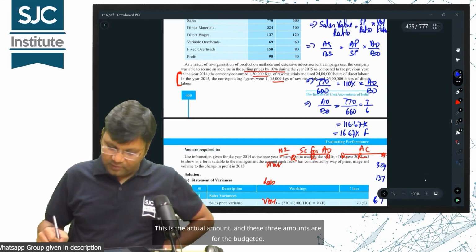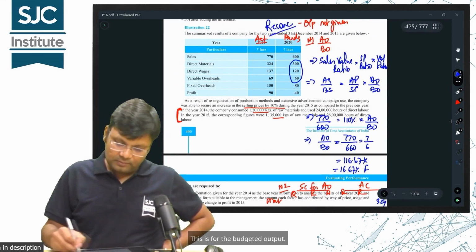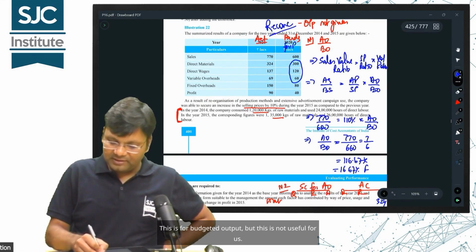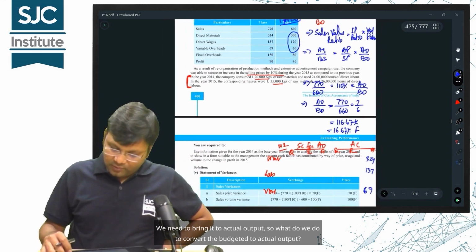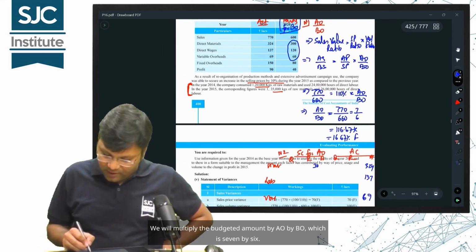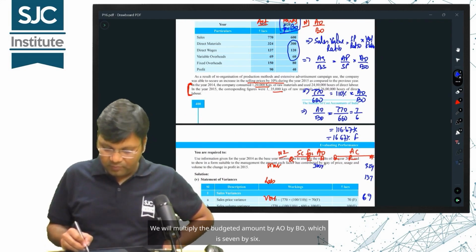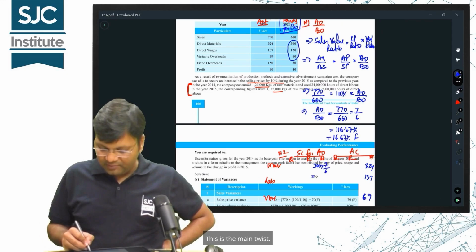This is the actual amount, and these three amounts are for the budgeted output. But this is not useful for us. We need to bring it to actual output. So what do we do to convert the budgeted to actual output? We will multiply the budgeted amount by hour by bow, which is 7 by 6. This is the main twist. This is coming to 350.